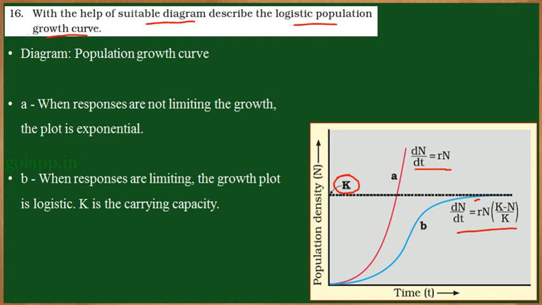Now this can be explained by using the formula dN/dt = rN (K - N)/K, where N represents the population density at time t, r is the intrinsic rate of natural increase, and K is the carrying capacity.